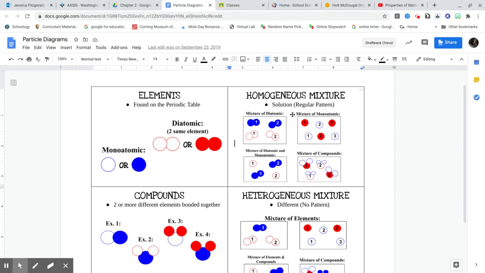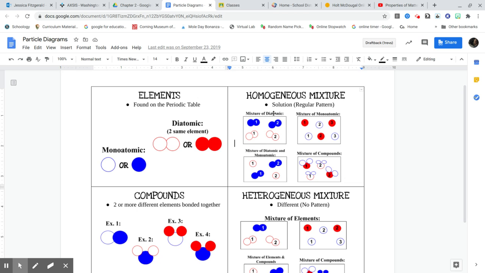When we look at our mixtures, remember mixtures can also be referred to as solutions, and they have a regular pattern, okay? And mixtures can be made up of elements. They can be made up of two different compounds. They can be made up of elements and compounds. So I have four different pictures here showing different types of homogeneous mixtures. So they're going to have the same ratio or the same number when you look at it, because every sample that you take will be the same throughout.